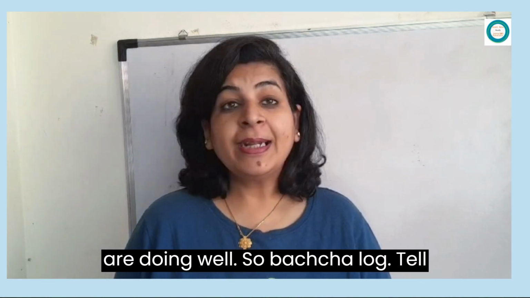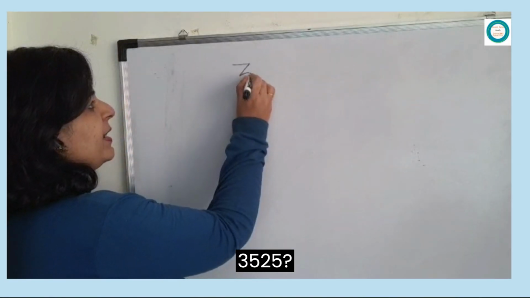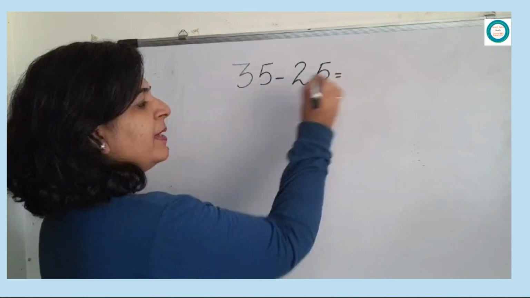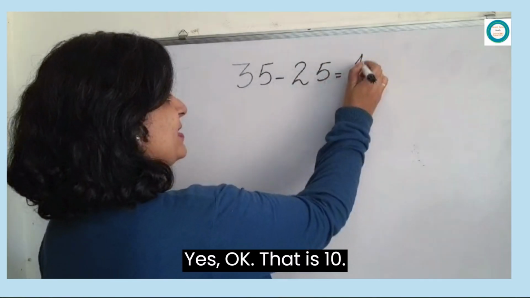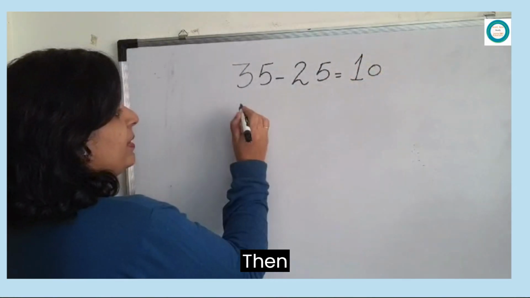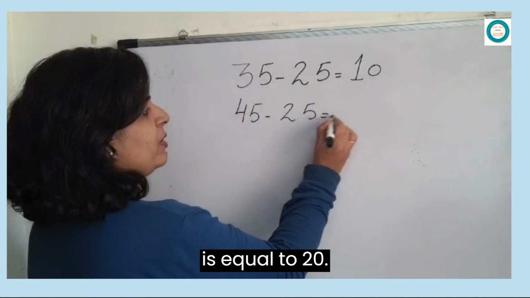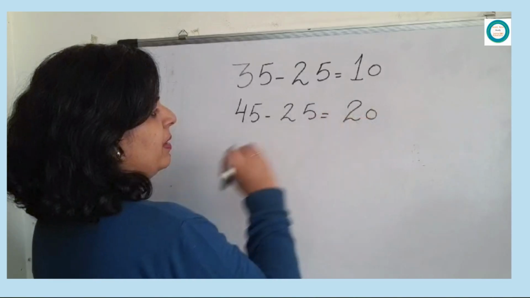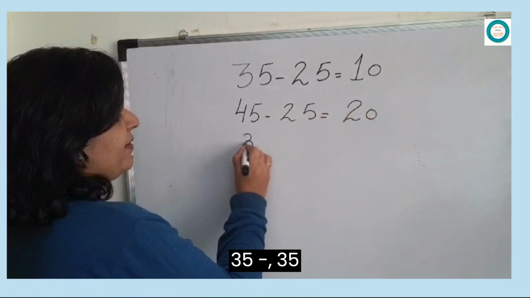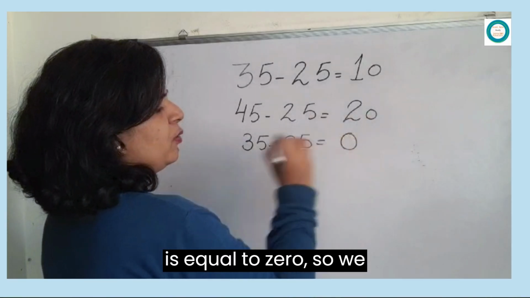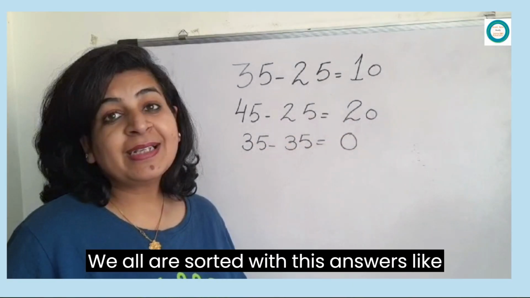So bacha log, tell me what is 35 minus 25? Yes? Okay, that is 10. Then 45 minus 25 is equal to 20, right? 35 minus 35 is equal to 0. So we all are sorted with these answers.